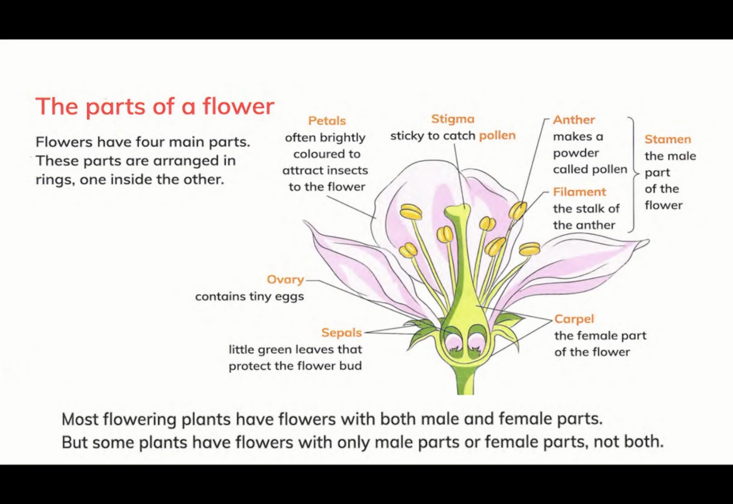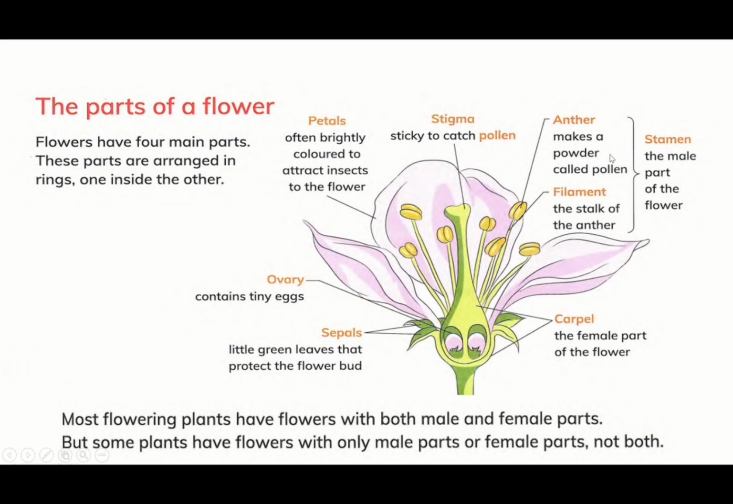Then these are the parts of the flower, guys. You have to know the names of all of them and their functions too. First of all, we have the stamen, which is the male part of the flower, and the carpel, which is the female part. These two are very easy. Stamen ends with "men," like the male part. That's how you can recognize it. Stamen means the male part, carpel the female part.